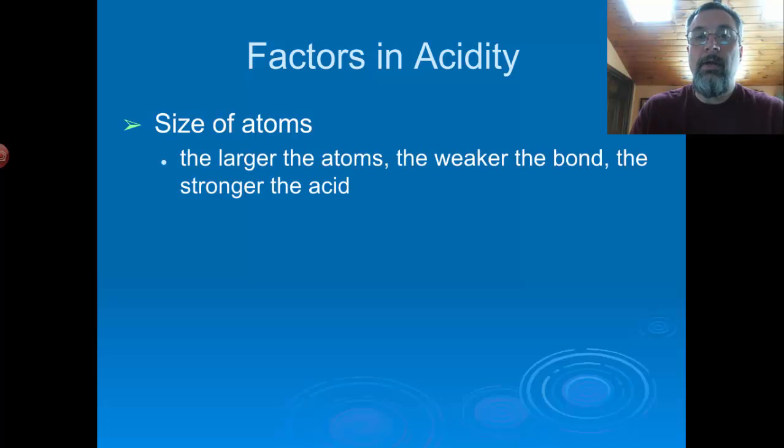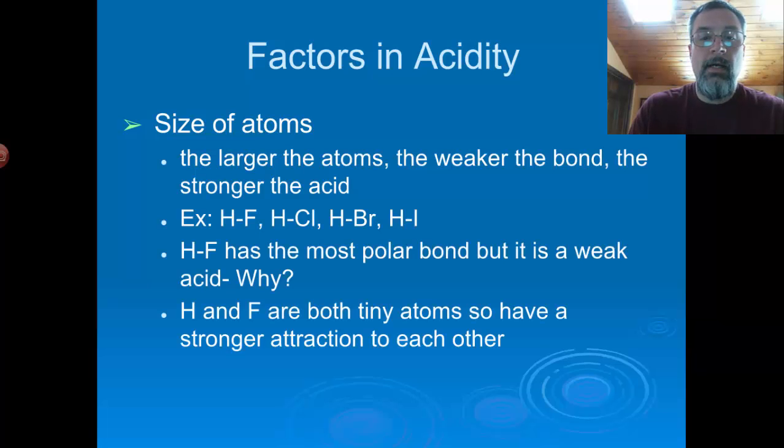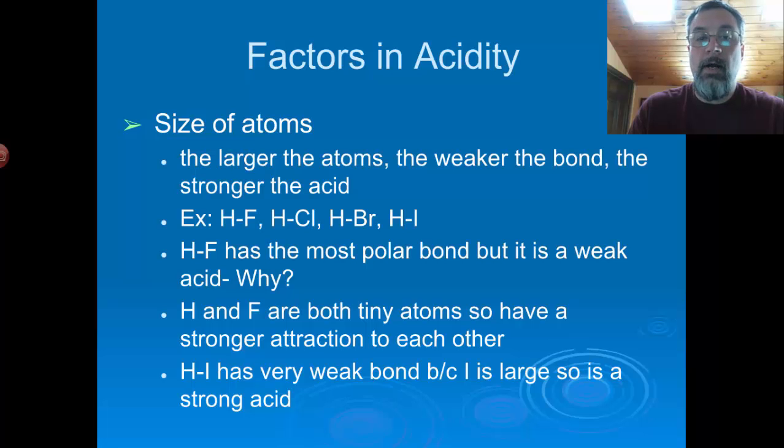The larger the atom, the weaker the bond, the stronger the acid. Okay, so for example, HF, HCl, HBr, HI. That's one of the reasons that HF is a weak acid. Even though the fluorine is very electronegative, it's so small that it's actually a fairly strong bond to that hydrogen, which makes it a weak acid. So that's essentially why. Okay, HI is a very weak bond because I is very large, and so HI is a strong acid.